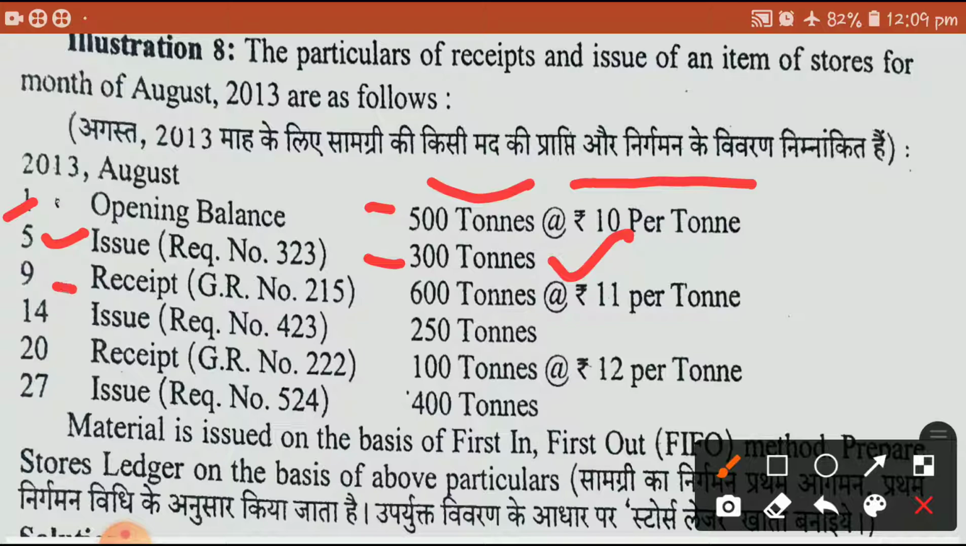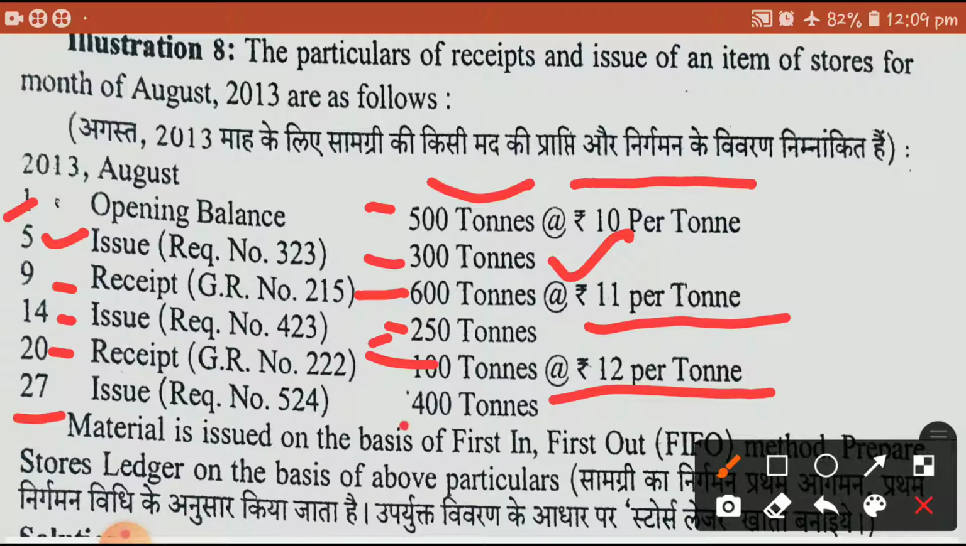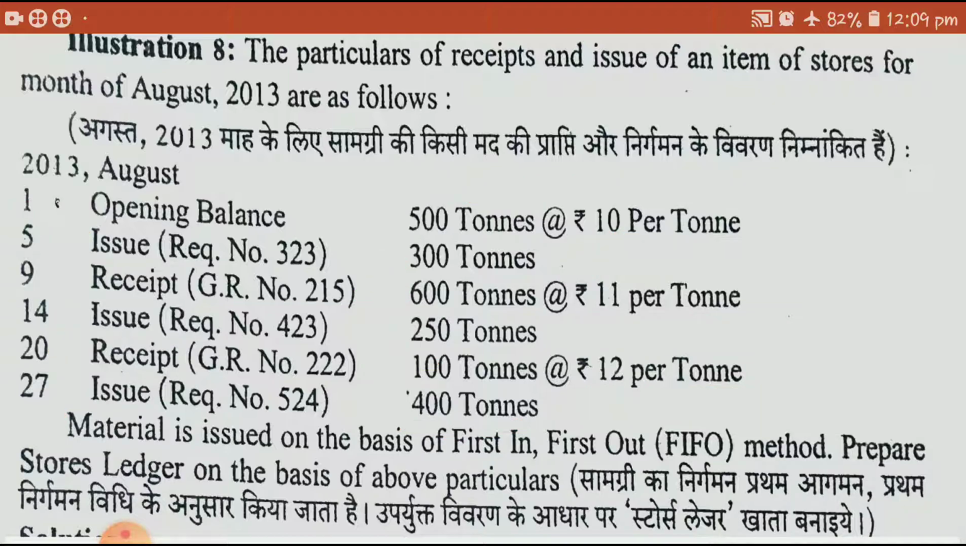Okay, now it is the 9th. We are receiving. Receipt means we are receiving what? Stock material. The store department is receiving raw material because of its purchase, and we have purchased 600 tons at 11 per ton. Now on the 14th we are issuing 250 tons. Again we don't have any price here. What you have to do is calculate from which units these 250 tons were to be issued. On the 20th again we are receiving 100 tons at the rate of 12 per ton, and on the 27th we are issuing 400 tons. Okay, now the further question is, material is issued on the basis of the first in first out method.